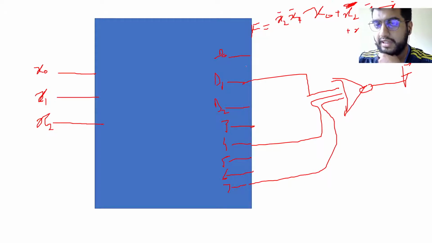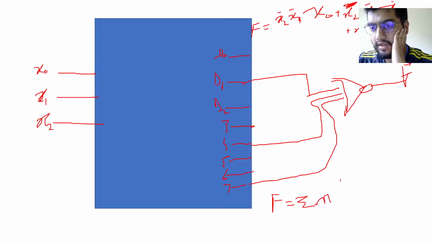When you complement this thing, it will simply come out to be the sum of the remaining minterms, which are not connected to this gate. Once any of these D1, D4, D7 combinations is 1, f will be equal to 0. But f will be equal to 1 only for the rest of the terms. So f will be equal to the sum of minterms 0, 2, 3, 5 and 6.